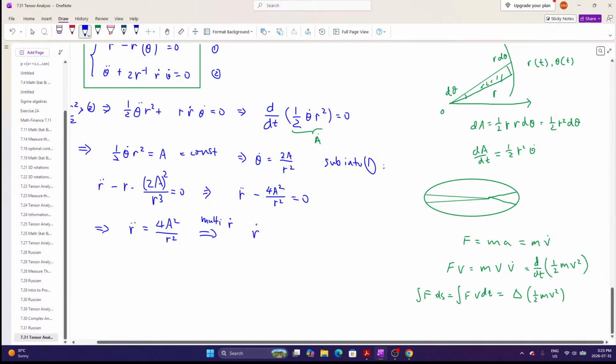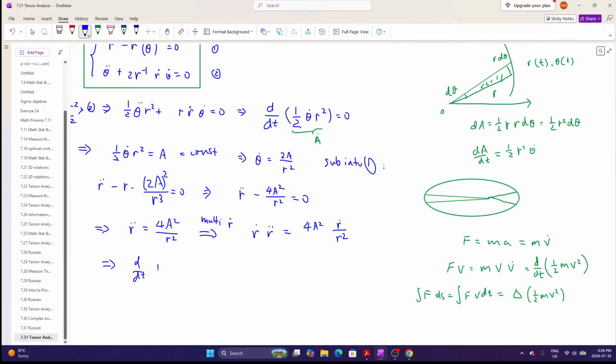r dot, r double dot, and then it equals what? It equals 4a squared, which is a constant, and then r dot, r squared. Can we see something going on both sides? On the left, you've got d over dt of half r dot squared, right? Just like in the kinetic energy. This looks like a kinetic energy, half speed squared. This is half r dot squared. There you go.